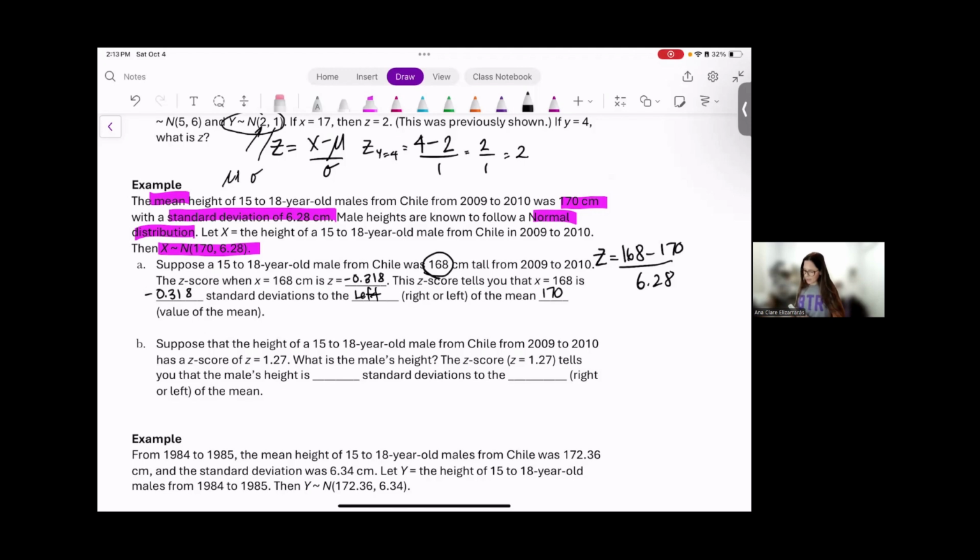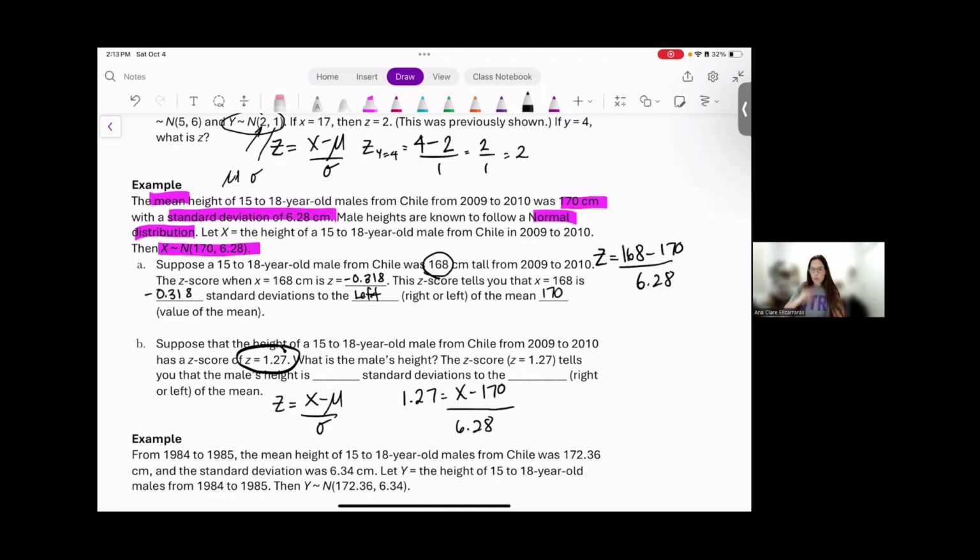Suppose the height has a z-score of 1.27. What is the male's height? Now we're going to go backwards. Okay, so if z equals the value minus the mean over the standard deviation, I fill in what I know. I know that z is 1.27. I don't know x, but I know the mean is 170 and the standard deviation was 6.28.